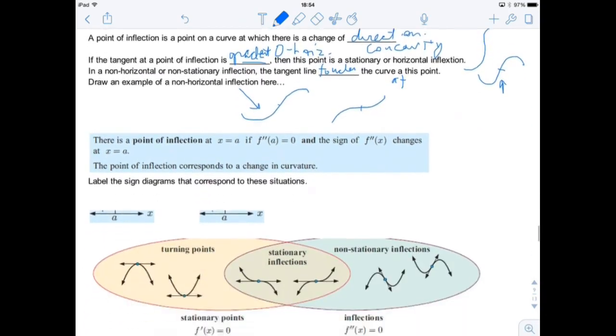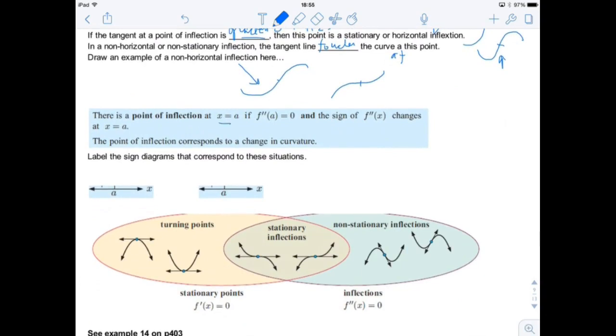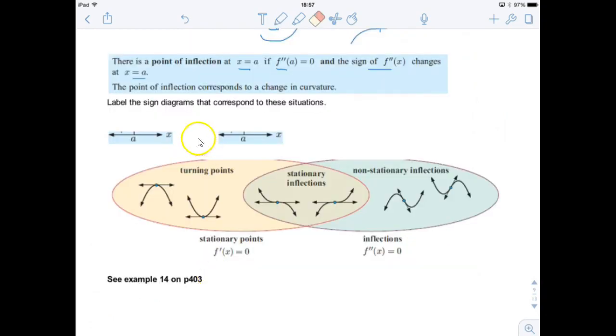Okay. There is a point of inflection at x equals a if f dash dash a is 0, and the sign of f dash dash changes at x equals a. The point of inflection corresponds to a change in curvature. So make sign diagrams for these situations here, and we could just do that by putting pluses and minuses here on these axes. I think it's easier.